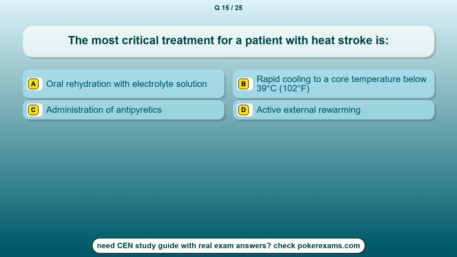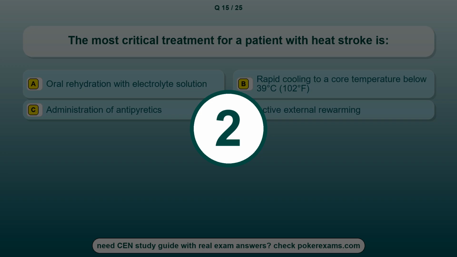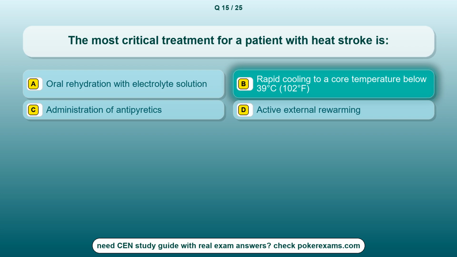Question 15. The most critical treatment for a patient with heat stroke is option A, oral rehydration with electrolyte solution. Option B, rapid cooling to a core temperature below 39 degrees Celsius, 102 degrees Fahrenheit. Option C, administration of antipyretics. Option D, active external rewarming. The correct answer is option B, rapid cooling to a core temperature below 39 degrees Celsius, 102 degrees Fahrenheit.